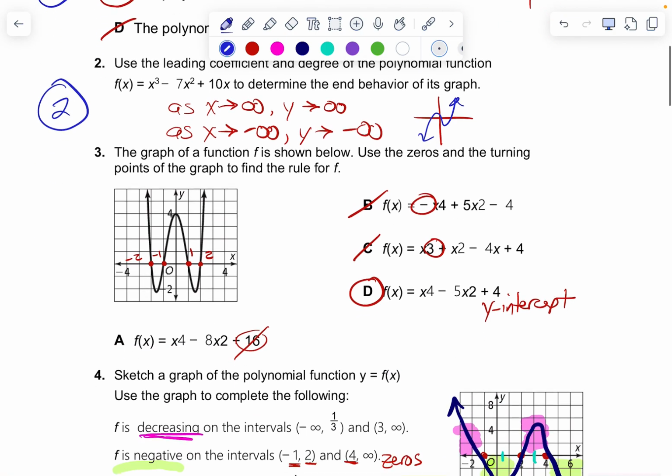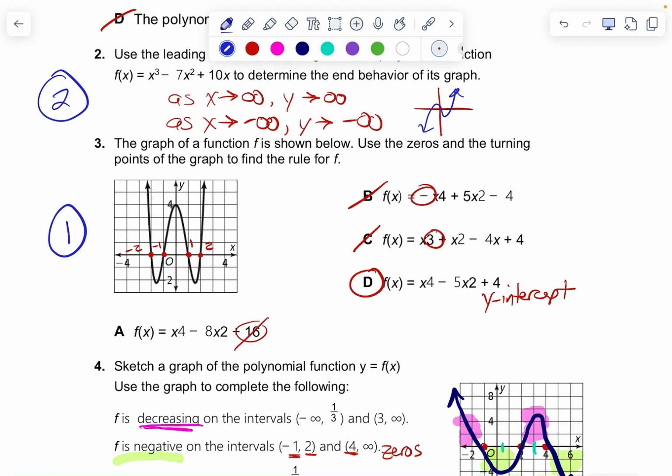All right, number 3. This is worth 1. Let me talk you through this one. Mine are again in a weird format because it's a PDF and it didn't print right. But it says use the zeros and turning points. Well, I think that's a little bit misleading because the better idea is to use the end behavior and the y-intercept for this one. Okay.